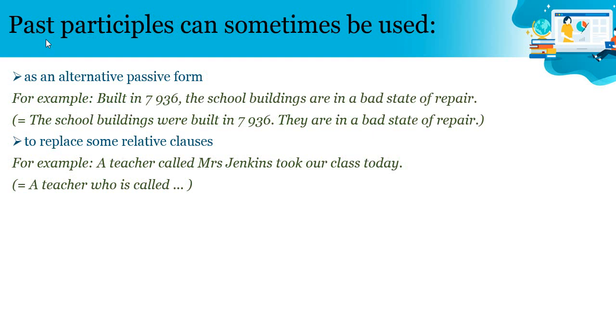Now let's look at past participles. Past participles can sometimes be used as an alternative passive form. For example, built in 1736, the school buildings are in a bad state of repair. And past participles can be used to replace some relative clauses. For example, a teacher called Mr. Jenkins took our class today. So here, a teacher who is called Mr. Jenkins.